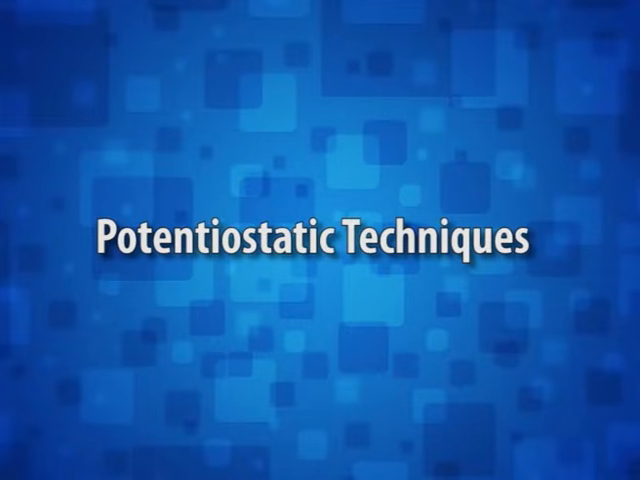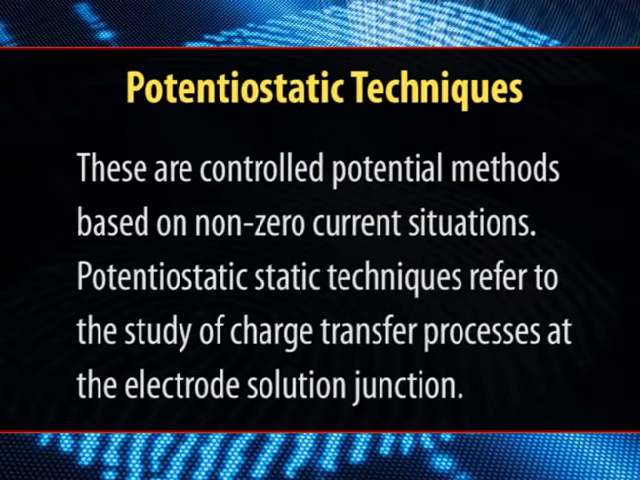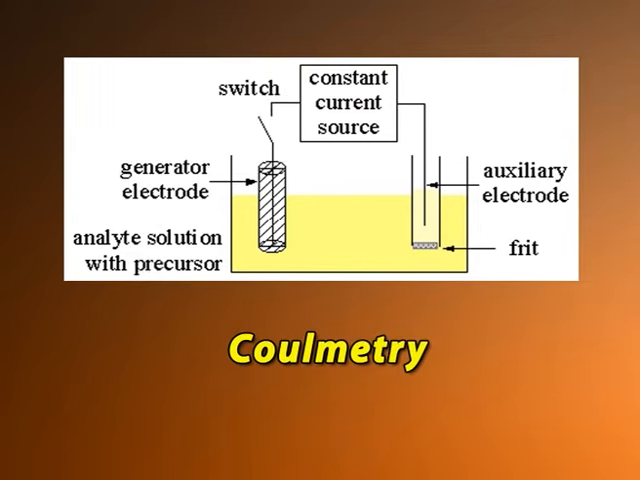Now, with this we move to potentiostatic techniques. These are controlled potential methods based on non-zero current situations. That means potentiostatic techniques refer to the study of charge transfer processes at the electrode solution junction. Here, the potential of the electrode is used to drive an electron transfer reaction, corresponding to which the resultant current is measured. Some of the frequently employed potentiostatic techniques include coulometry.